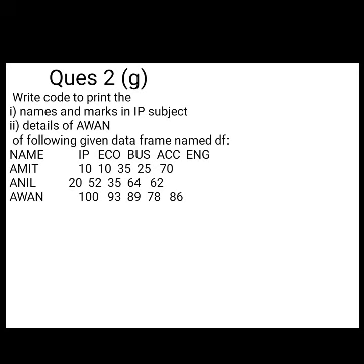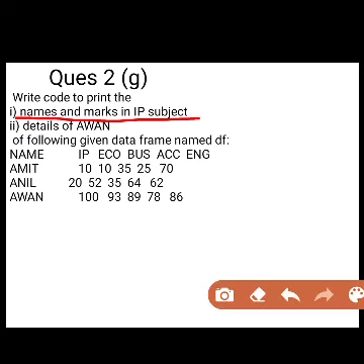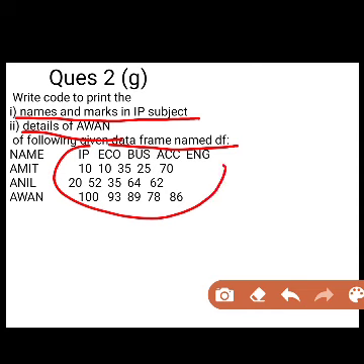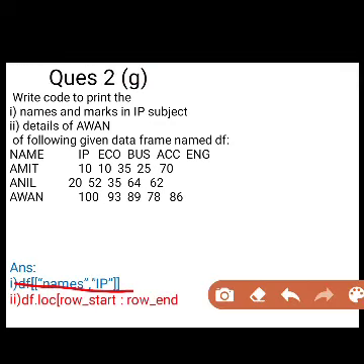Next question second, G part. Write the code to print the name and marks in IP subject and details of A1 from the following given data frame DF. This is the given data frame. For printing the name and marks, 2 columns, you can use list form, as you can write df of name, IP. And for printing the details of A1, you can write df dot loc.